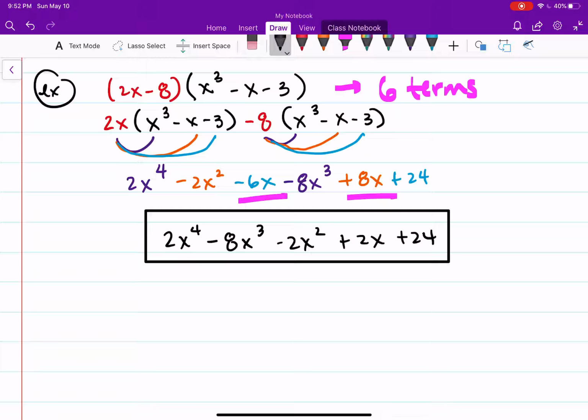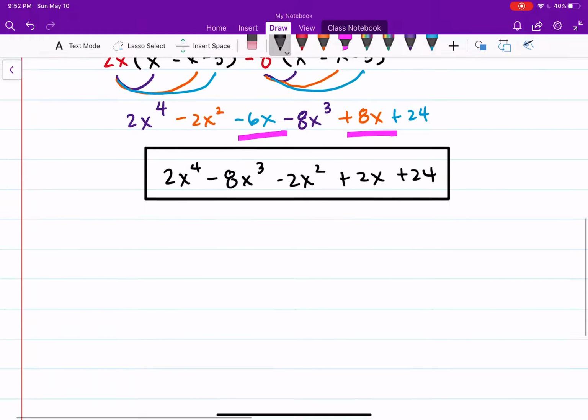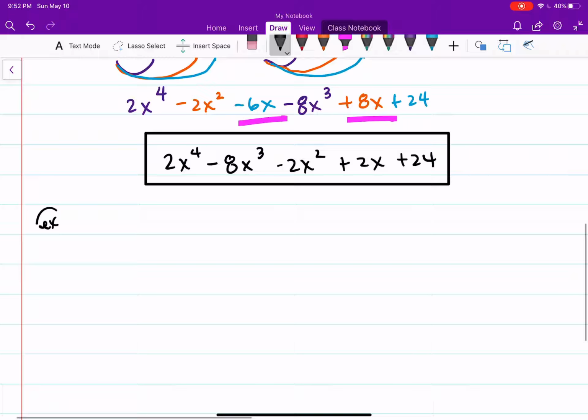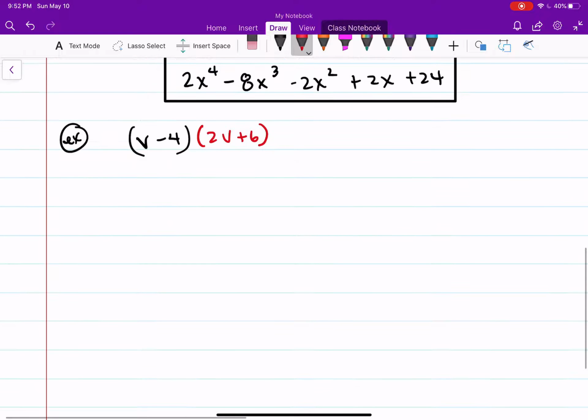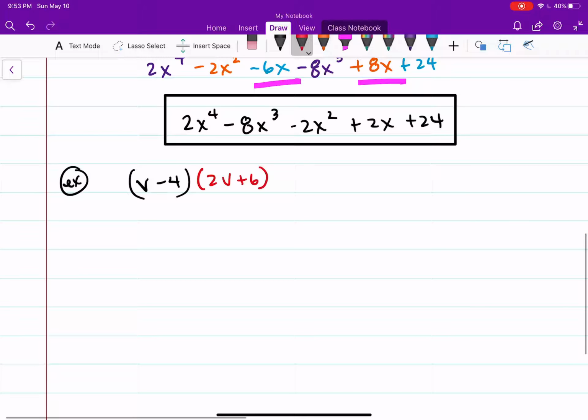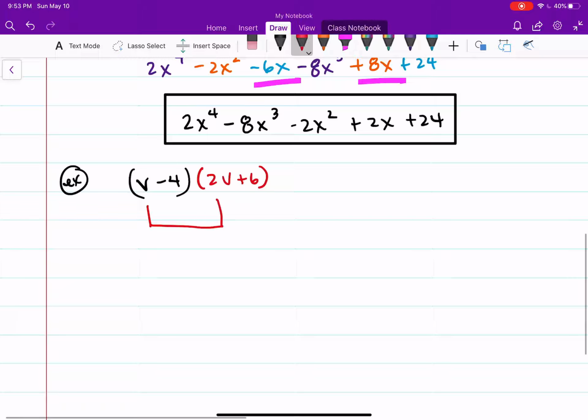So that's a binomial times a trinomial. All right, so what if I have a binomial times a binomial? So if I had, let's say, a v minus 4 times a 2v plus 6, okay? So you would still do double distribute, okay? And then there's also people that talk about FOIL, right? So FOIL, let me do it, that's fine.